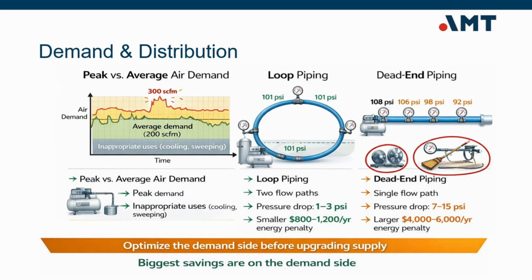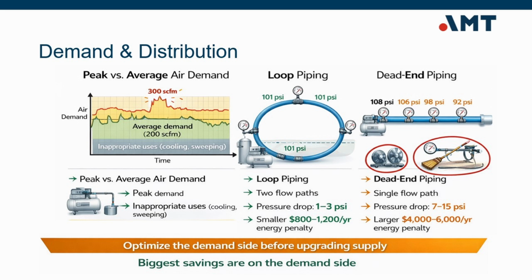This is where many facilities lose the majority of their compressed air efficiency, not in the compressor room, but on the demand side. Let's start with demand. On the left side of the slide, you see peak versus average air demand. Most systems are sized for peak demand. In this example, around 300 standard cubic feet per minute, while average demand may be closer to 200 SCFM.